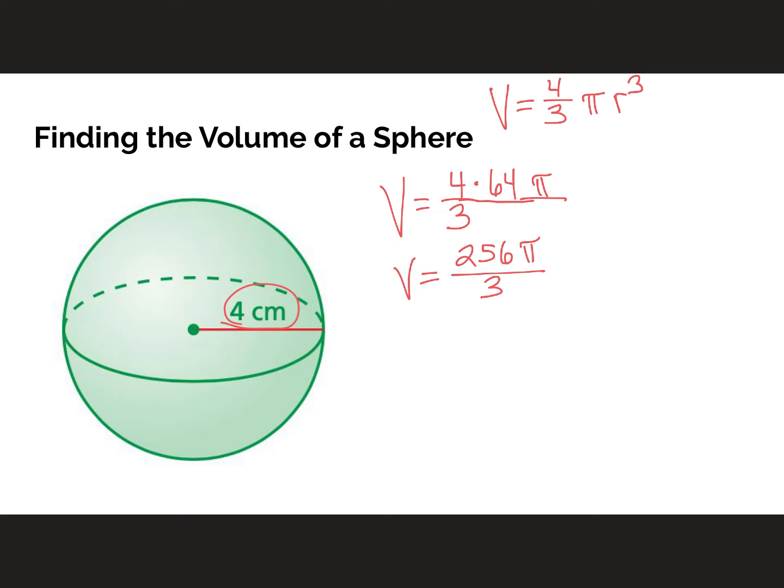So, 256 times 3.14 gives me a volume of 803.84 divided by 3. And we're going to round to the nearest tenth. Gives me 267.94. Because it's a 4 after it, I just can cut it off. So, not that hard. We're just going ahead and putting these numbers into our formula.